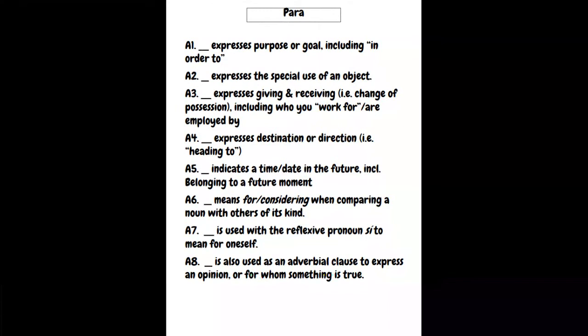First of all, and you've done this before, we use para to express a purpose or a goal. Okay, so why am I doing what I'm doing? For instance, I study in order to get good grades. Well, to say that in Spanish, I need to include the word para. Yo estudio para sacar buenas notas. So that's A number one, a purpose or a goal, including in order to do things.